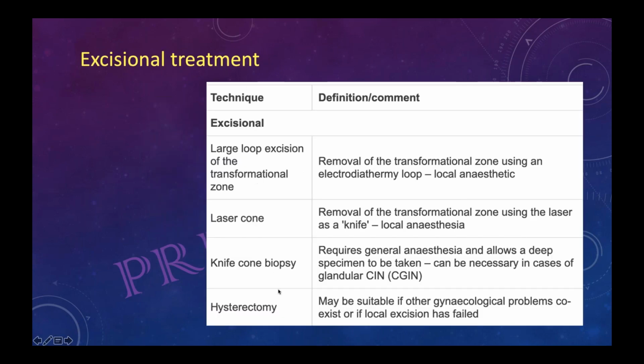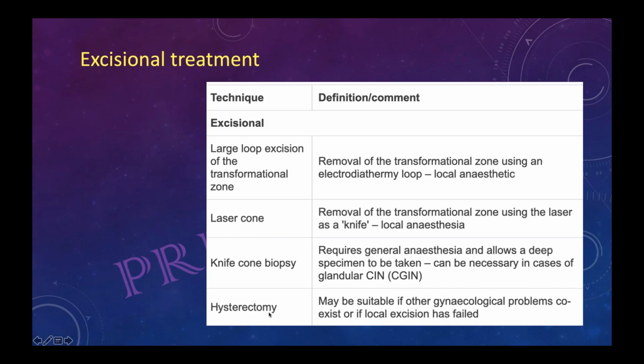These are the excisional treatments. We already know it is LETS, large loop excision of the transformation zone. It is usually done by a diathermy, therefore it is also called loop diathermy. So this is one treatment that is usually done. Another could be laser cone, or a knife cone biopsy, or towards the end, for some patients, even hysterectomy is given as an option.